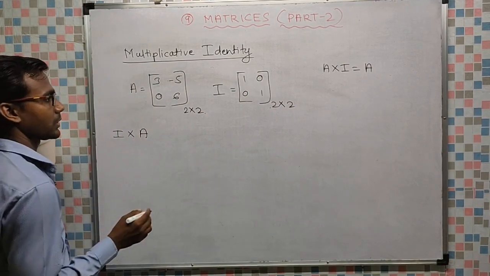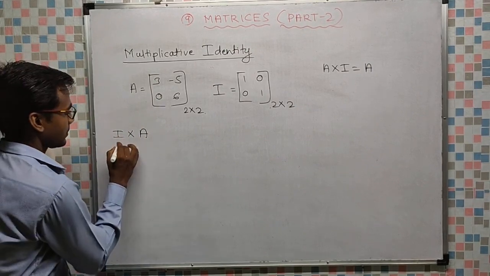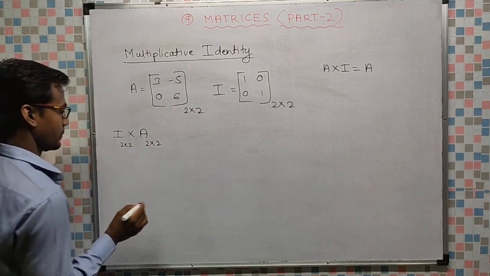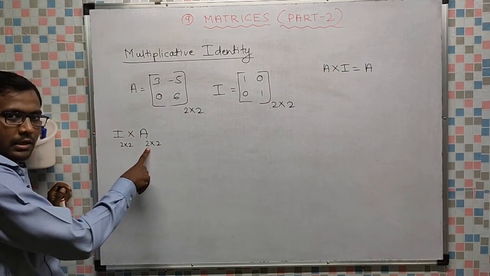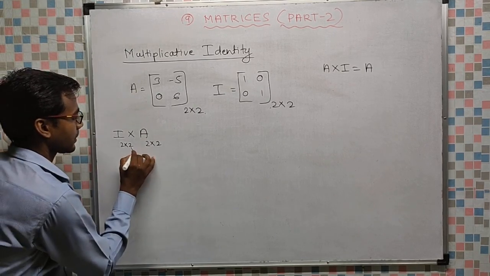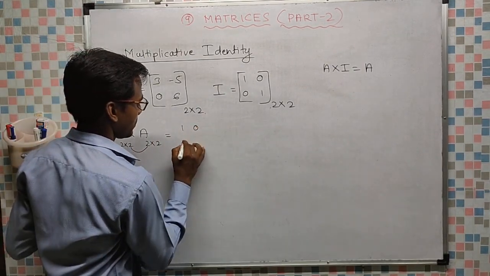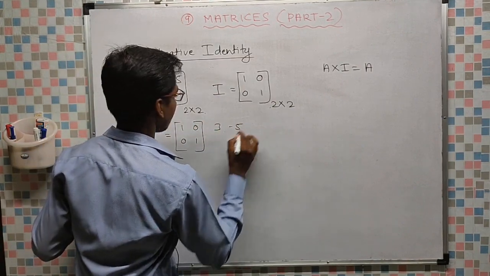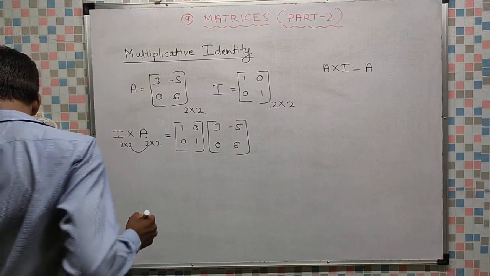First, let us check whether I into A is possible or not. The order of I is 2 by 2. The order of A is also 2 by 2. I into A is possible if number of rows of A is equal to number of columns of I. They are same, 2 same. So it is possible. So I into A is equal to [1, 0; 0, 1] into [3, -5; 0, 6]. It is possible. So let us find.